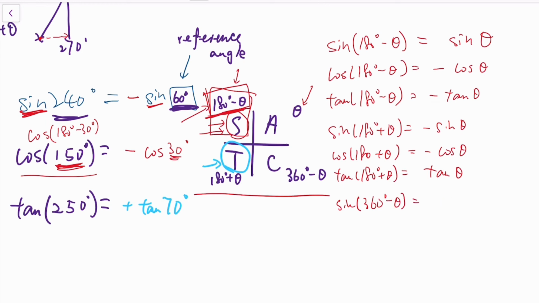Yeah. So this is sine. It's negative. This is the fourth quadrant, so only cosine is positive, and tangent would then be negative. Okay.